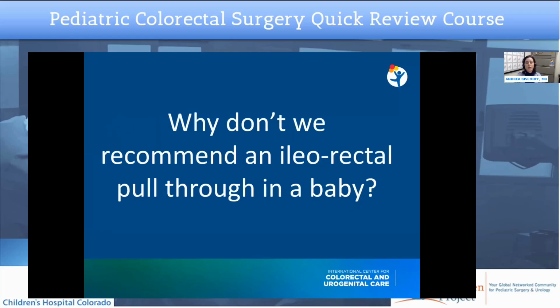Why we don't recommend an ileorectal pull-through in a baby. Dr. De La Torre just mentioned, it's not that we can't do it. Of course we can. The problem is when the patient loses the colon, the patient will have the small bowel connected to that short piece of rectum, so basically near the anus. And you have to remember that the small bowel has a very fast motility. And babies, all of us, when we are born, we don't have bowel control. Bowel control is something that comes with time.